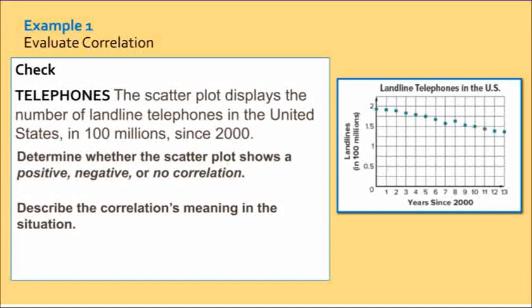Next, the scatter plot displays the number of landline telephones in the United States in 100 millions since 2000. Determine whether the scatter plot shows a positive, negative, or no correlation, and then describe the correlation's meaning in the situation if there is a correlation. Now, if you notice, as you go to the right, as the years increase, the number of landlines have decreased. So we would say that this has a negative correlation.